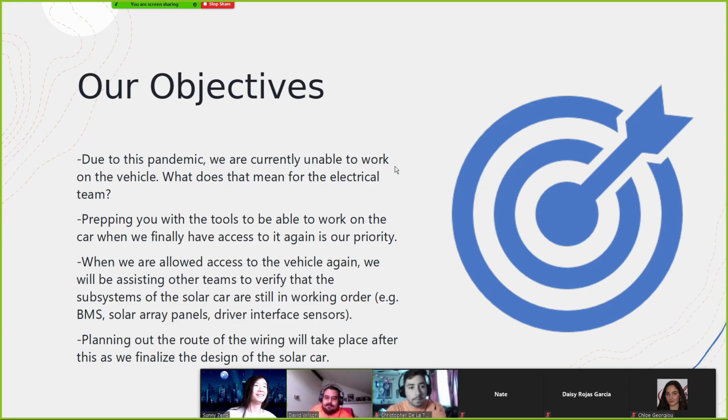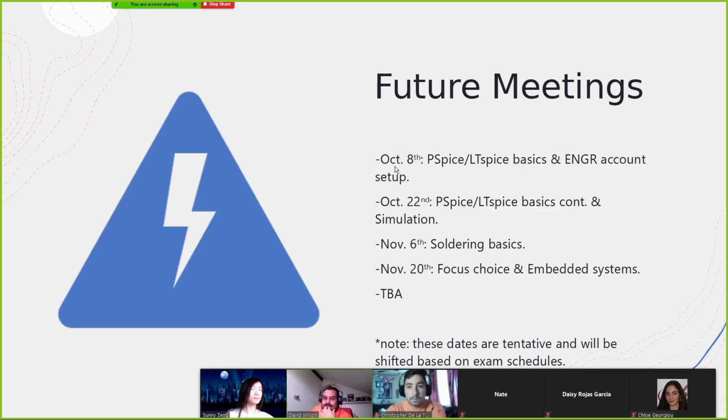Yeah. So, like I mentioned, those are our objectives. And then the next one: these are our future meetings. They're going to be set up every 2 weeks, but it's tentative. If a lot of people are having exams, or if I'm going to have an exam, or Jenny's going to have an exam, we're probably going to delay it either a week or a new date will be chosen for that. But these are the topics we're talking about.